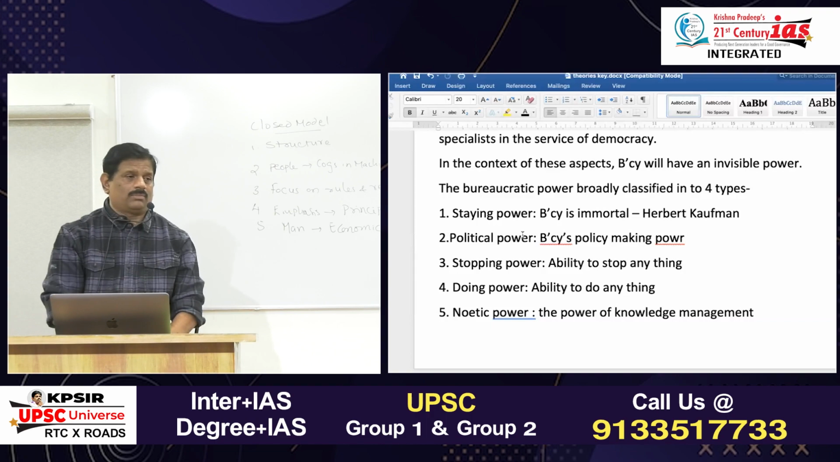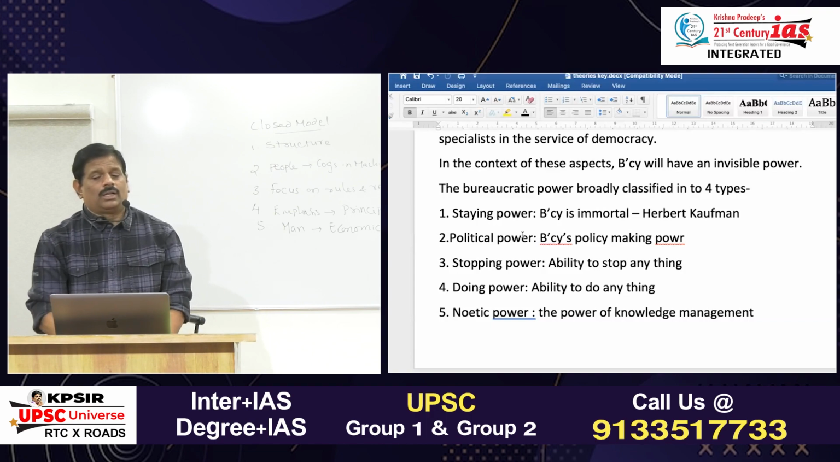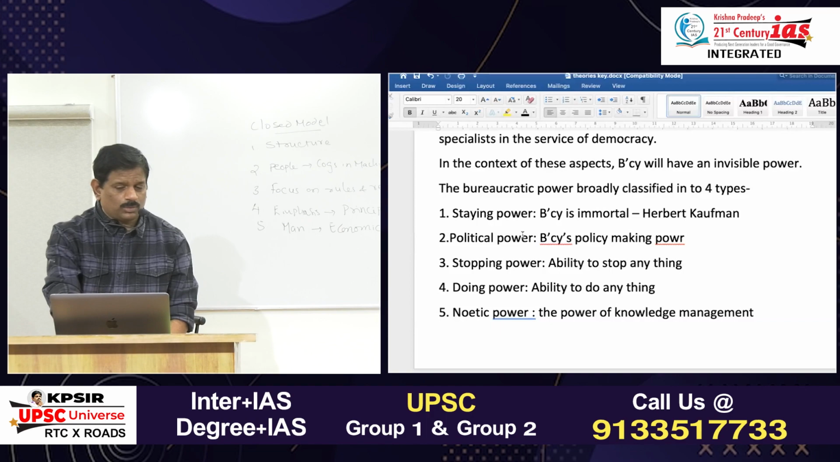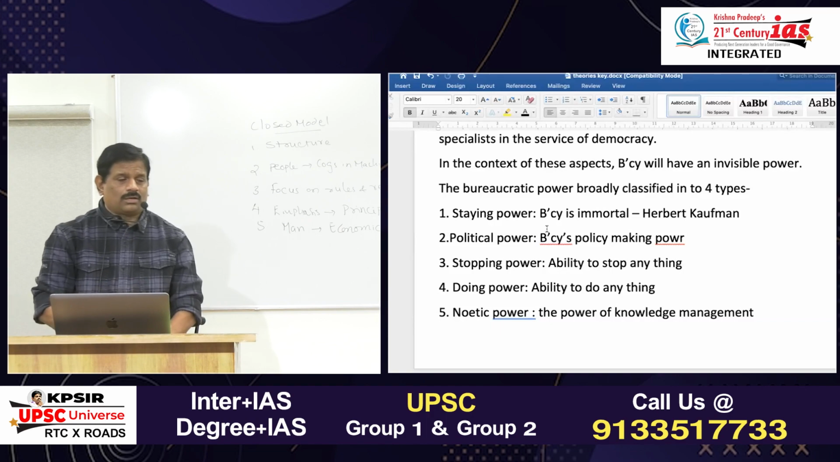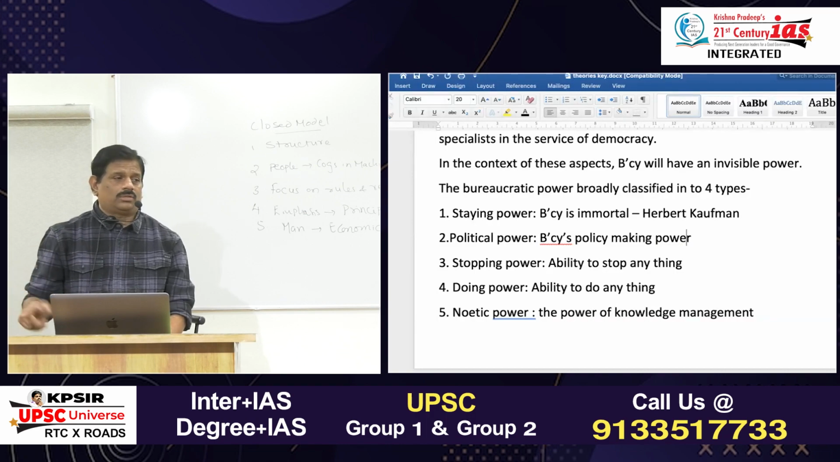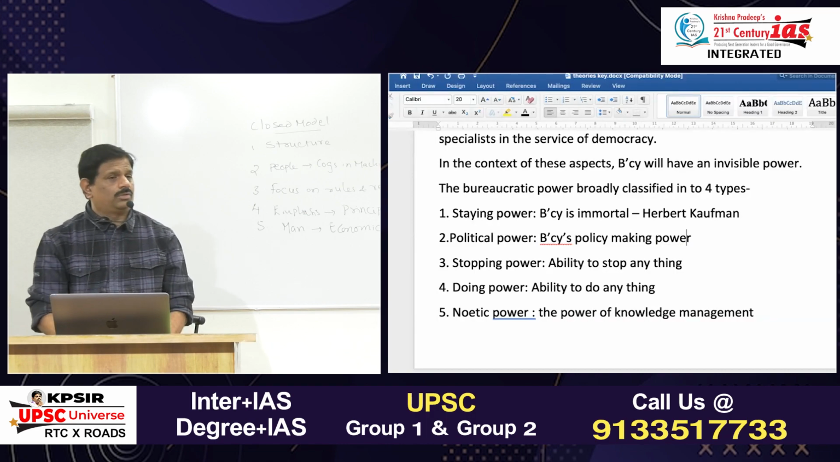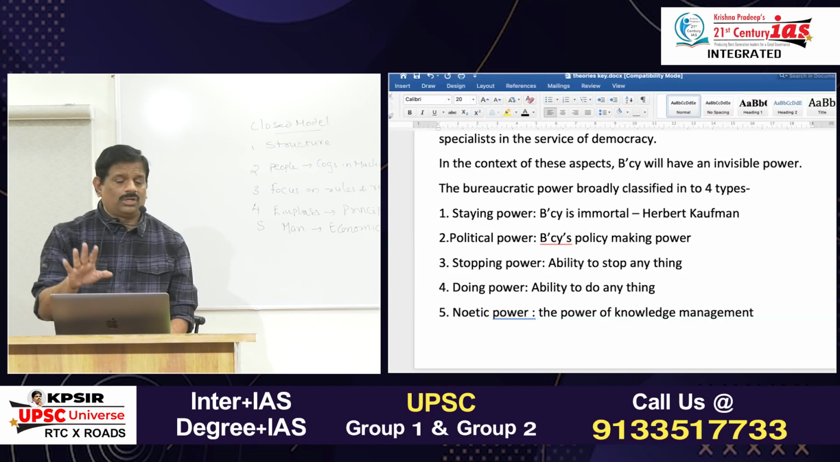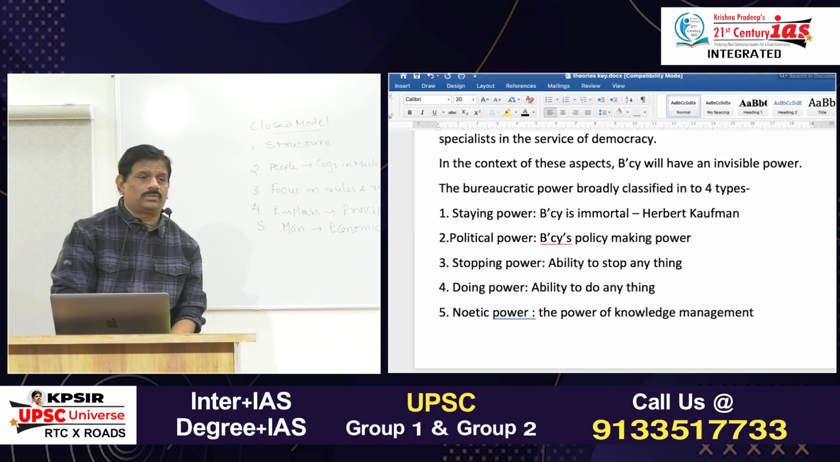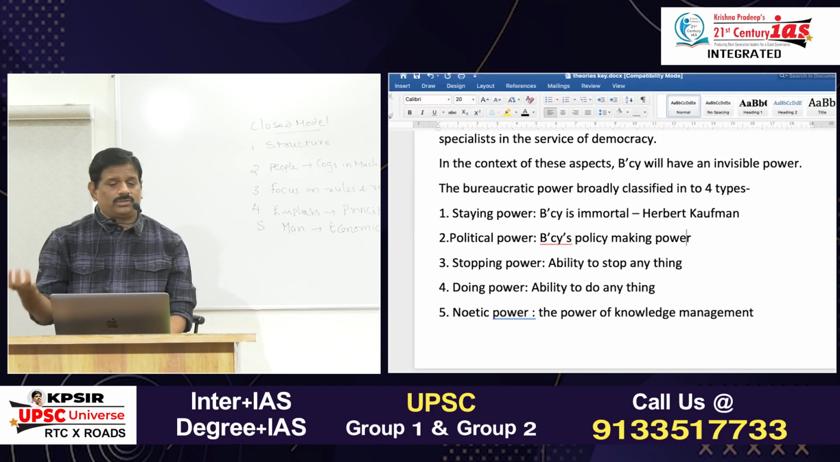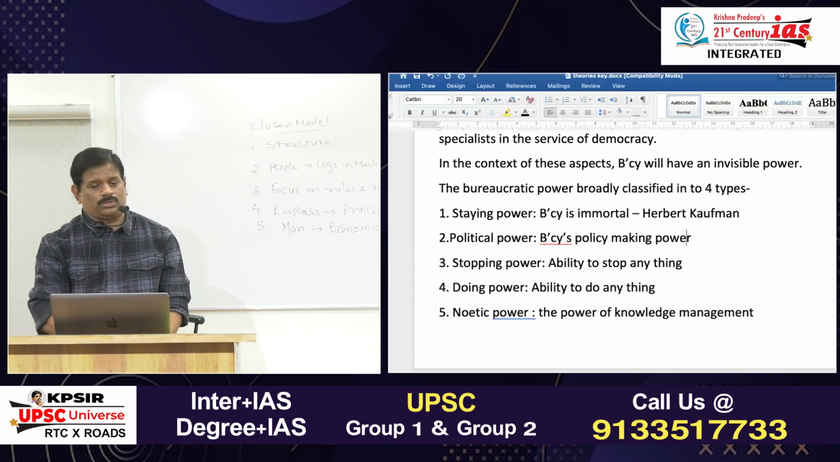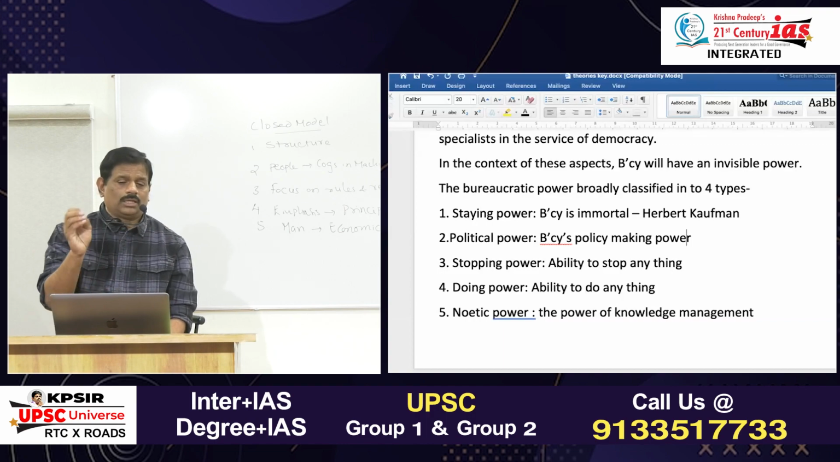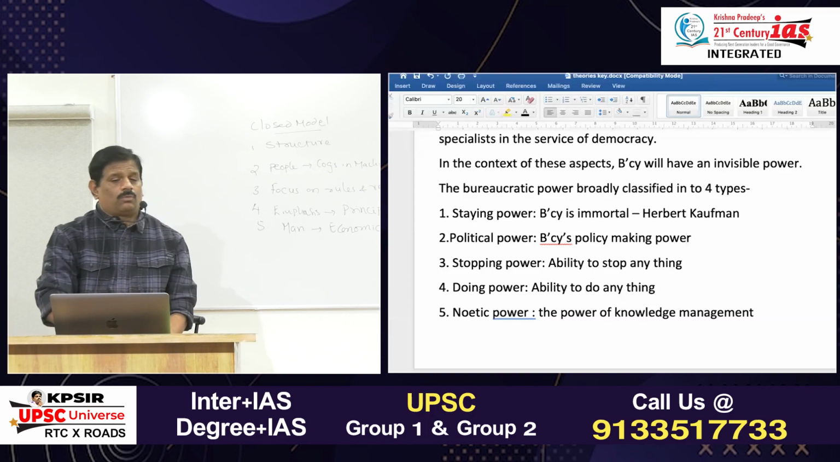Then political power. Bureaucracy has the political power, like policy making power. What is policy making power? Though we say that according to Woodrow Wilson, bureaucrats will be policy executors, and policy will be made by the political executive, the political executive also depends upon the bureaucrat to make the policies. So actually the policies are made by the bureaucrat and implemented by the bureaucrat. That is the political power. Then stopping power. What is stopping power?